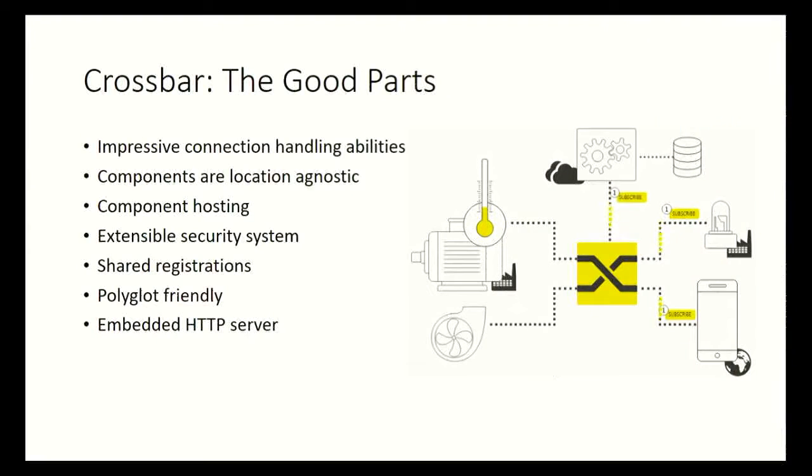So Crossbar provides some pretty cool stuff. A single Crossbar instance can service hundreds of thousands of concurrent connections, tens of thousands of concurrent messages. In this regard, it's quite similar to other asynchronous non-blocking systems like Node.js, Tornado, Netty, and so forth. It's a similar kind of idea.